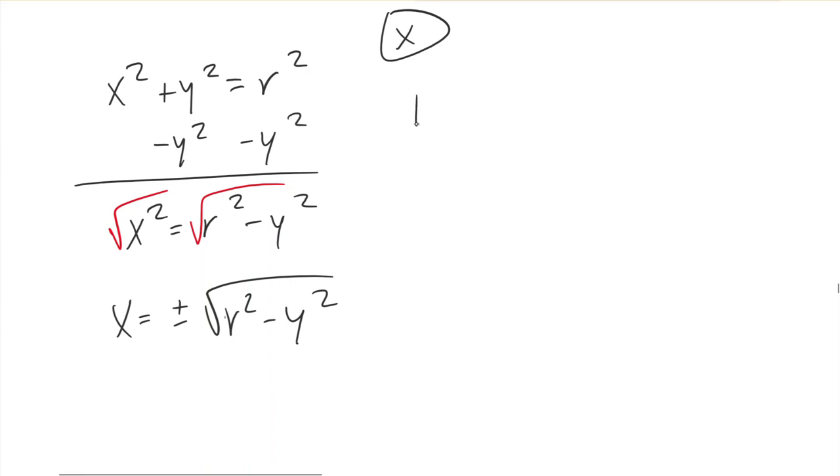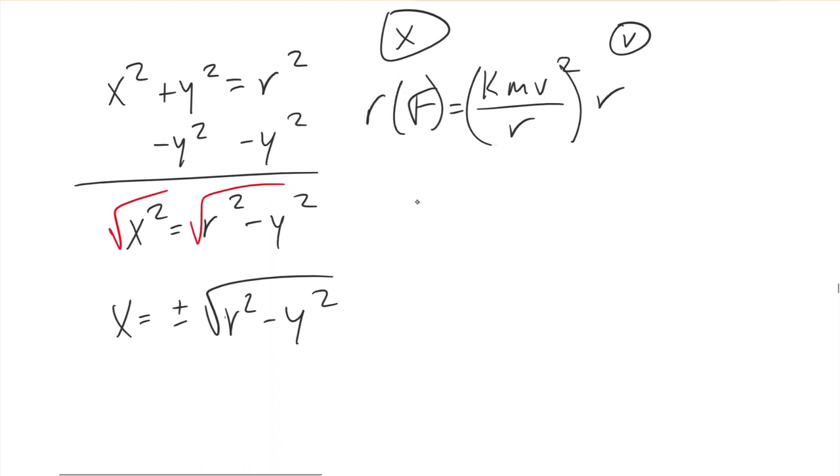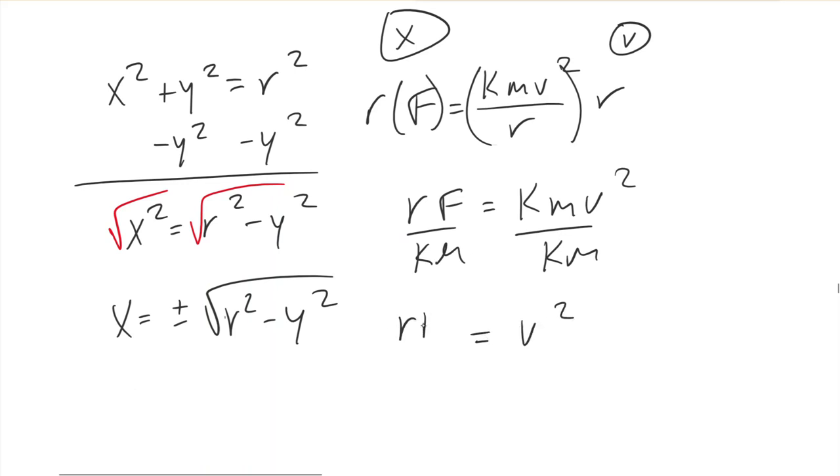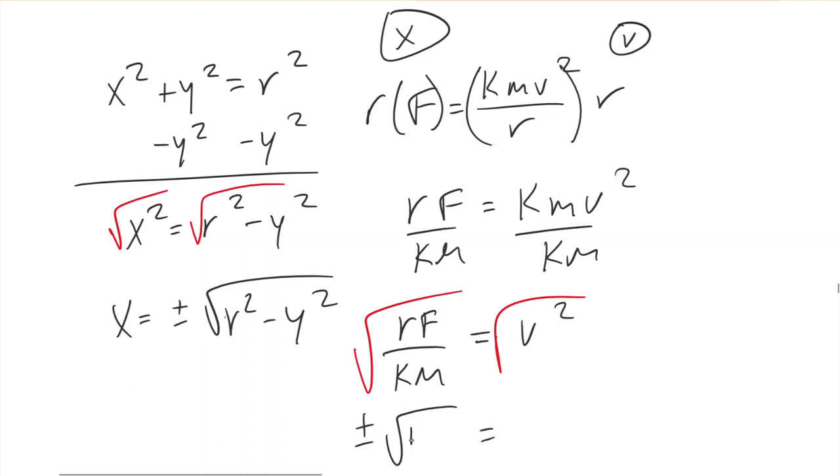V is f equals k m v squared over r, and we want to solve this for v. So what's happening? We need to multiply everything by r. So r f equals k m v squared, divide by k m, divide by k m, and v squared equals r f divided by k m. And what are we going to do? We're going to take the square root. So we get plus or minus the square root of r f over k m. There we go.